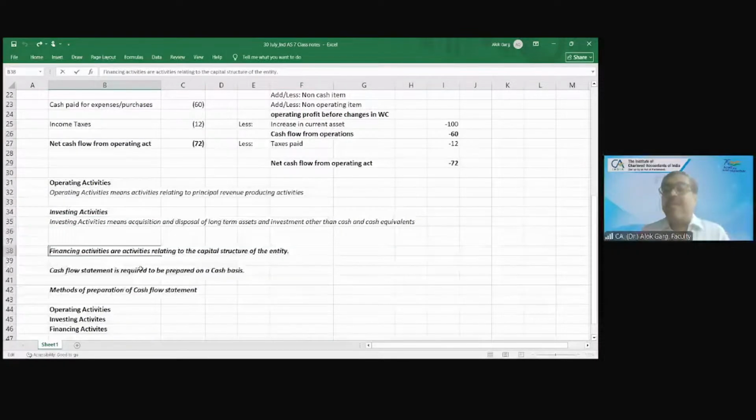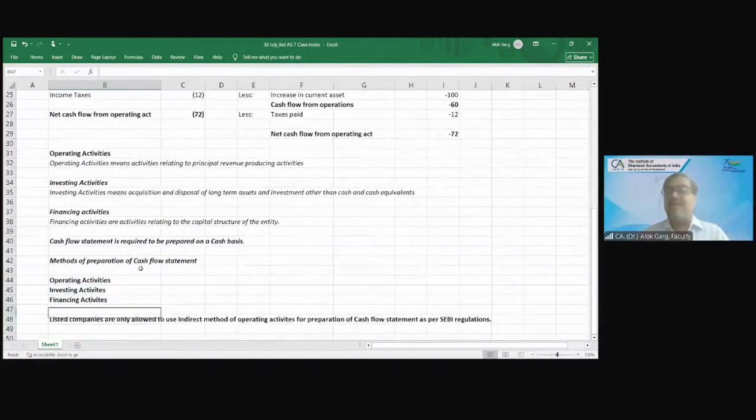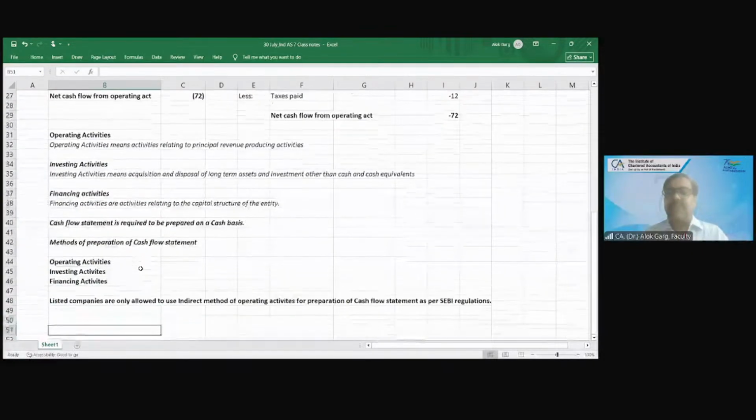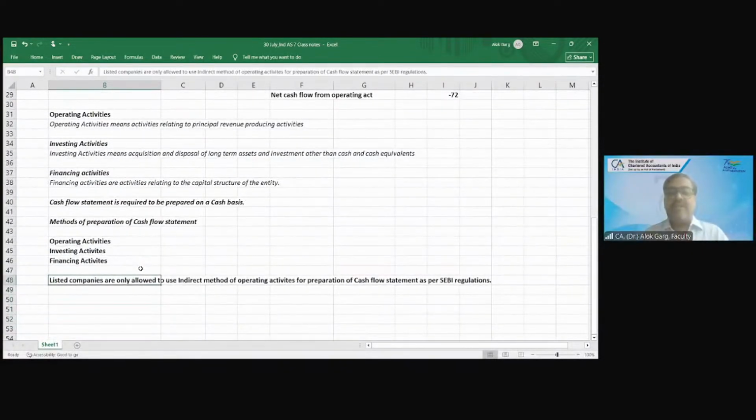Because of the SEBI LODR regulation, right? On listed companies, SEBI LODR regulations are applicable, and they say that listed companies shall prepare their cash flow statement as per the indirect method. Listed companies are only allowed to use the indirect method for operating activities in the preparation of the cash flow statement as per SEBI regulations.